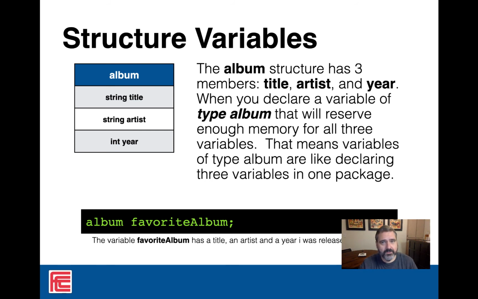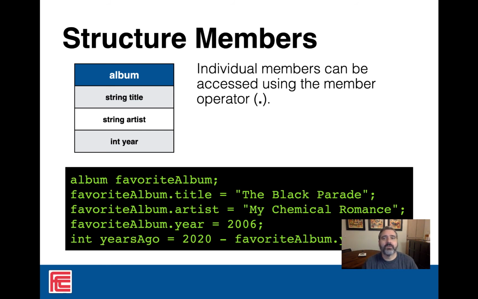How do I get to those members? I use dot notation. Dot notation is that member operator. That dot will allow me to access a specific field. Java calls them fields. We'll just call them members, whatever. But inside of that struct.